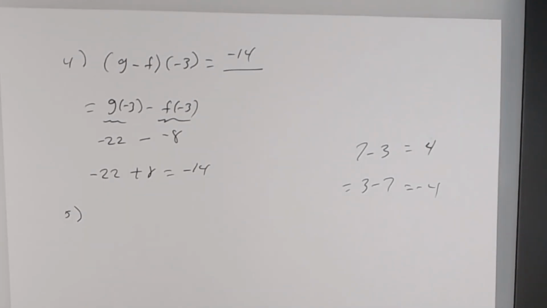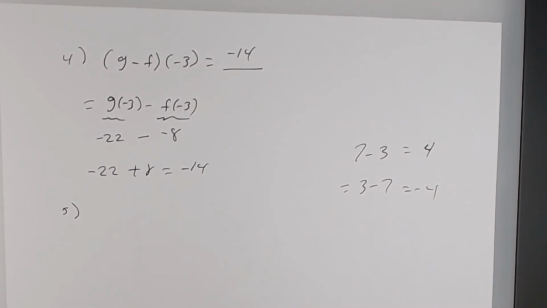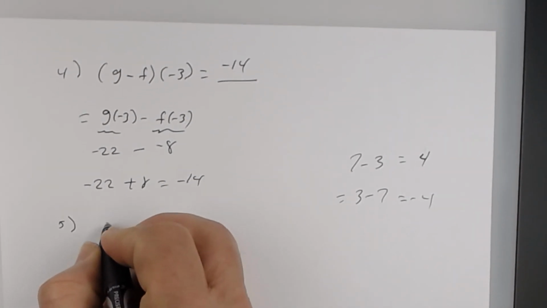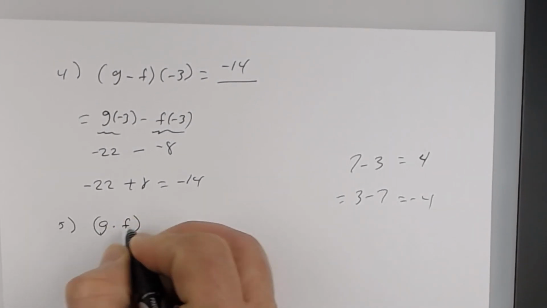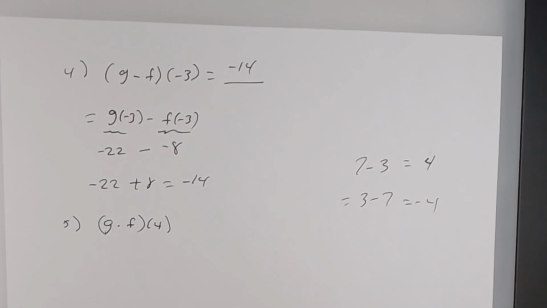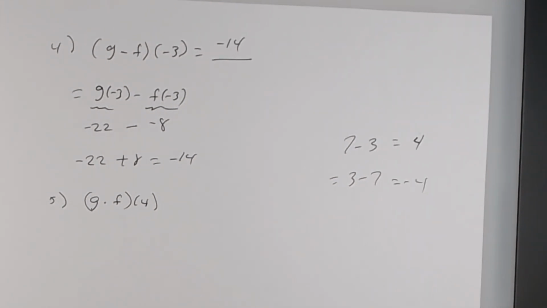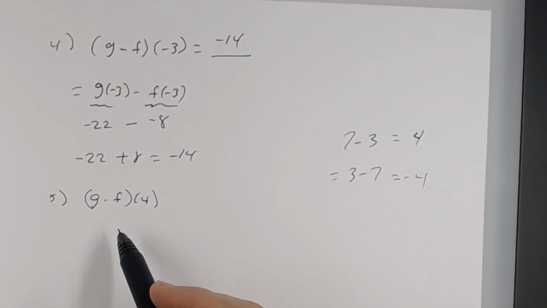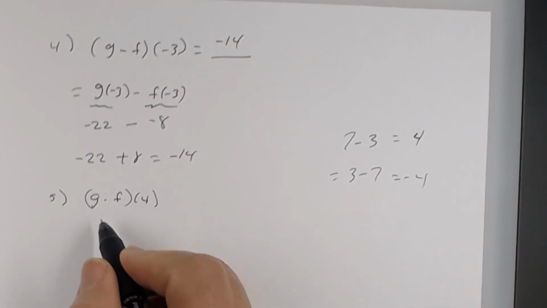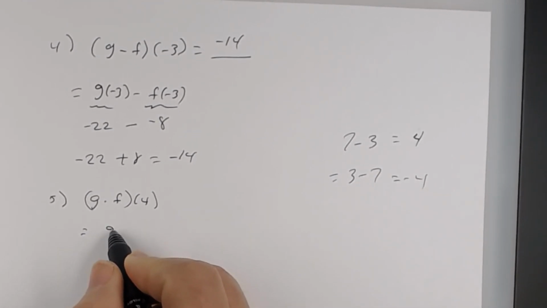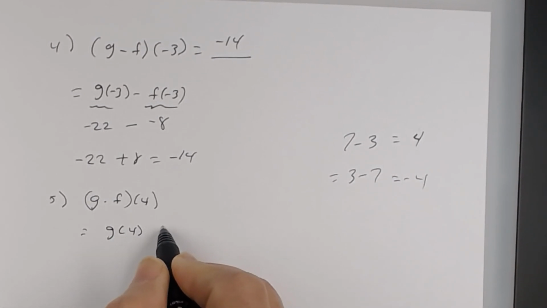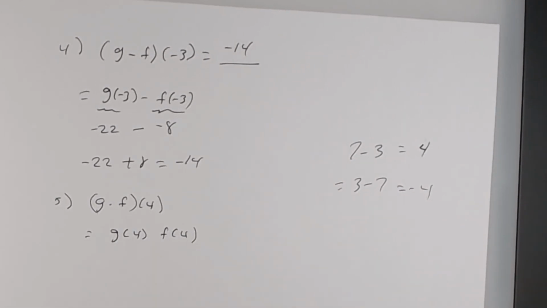So the pattern's the same. You added, you learned how to subtract these. Now let's look at multiplying these. Suppose that for multiplication I had g times f at 4. G times f evaluated at 4. By definition, what is that the same as? G of 4 times f of 4.